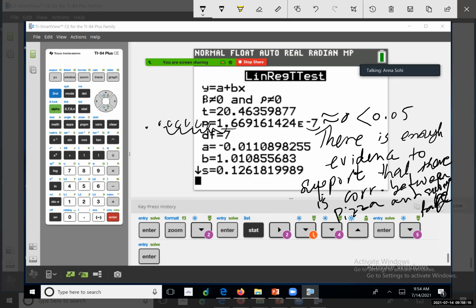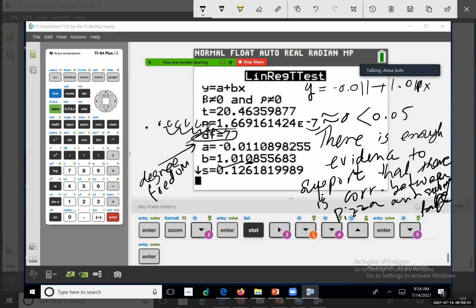So DF, if you see it on your calculator, is just degrees of freedom. You don't need to calculate it, but if you want to be familiar with the name. Okay, so writing the equation of the line, it's y equal to negative 0.011 plus b 1.01. I'm going to round to 3 decimal places, so that turns out to be 1.011x.